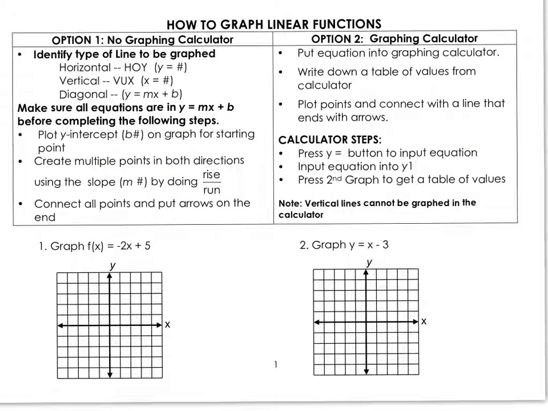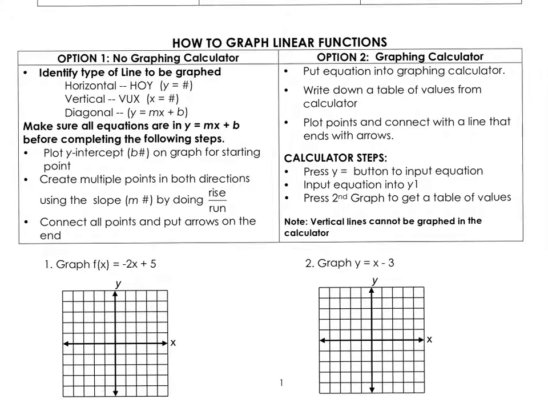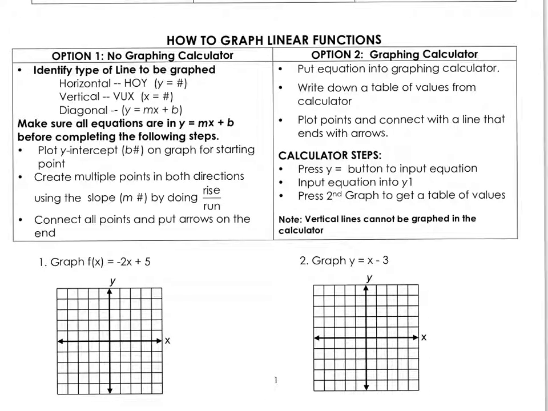There's two options here. The first one is to have no graphing calculator, and then you would just need to identify the type of line to be graphed, so looking for either horizontal, vertical, or diagonal, and then make sure all the equations are in y equals mx plus b form before you start completing the following steps. First, you would plot your y-intercept, or the b number, on the graph for a starting point. Then you create multiple points in both directions using your slope, the m number, by doing rise over run. And then you'll connect all of the points and put arrows on the end.